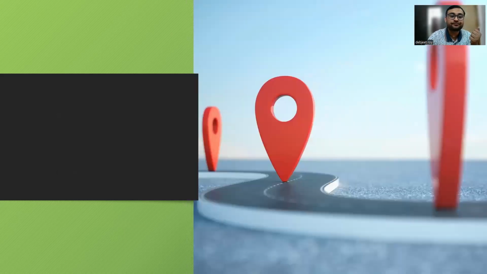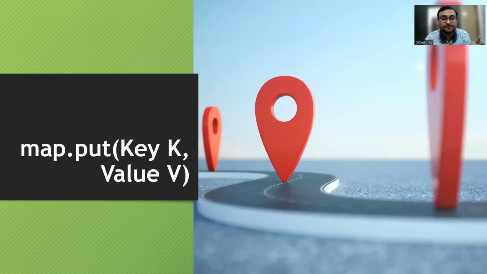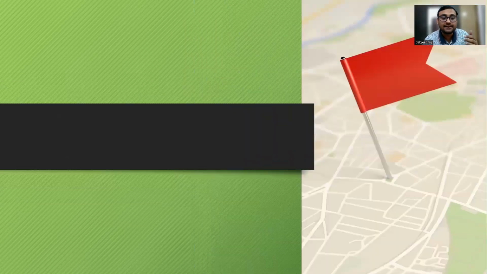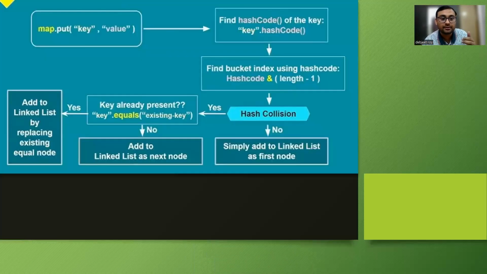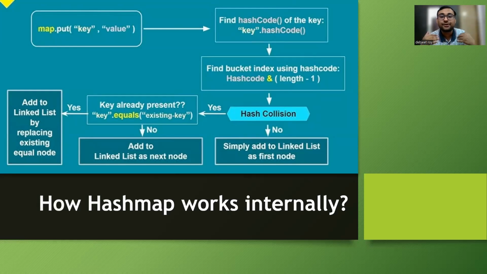Next comes map.put. I already told you, but we have to understand how the internal implementation works in the put operation. So when you are trying to put, what all things come? Let me show you now. This is the entire thing that happens internally when you are trying to put the data.